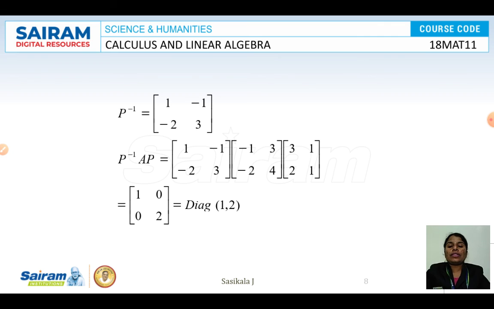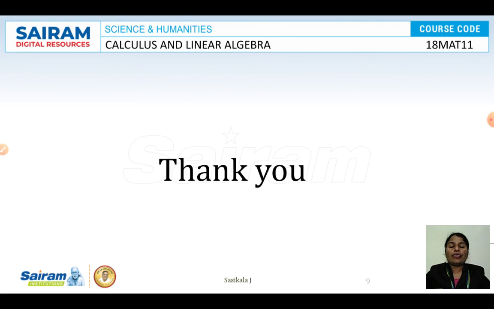So one thing we are supposed to remember: when you are finding a diagonal matrix, the eigenvalues must be the diagonal entries. So that is the diagonalization of a square matrix.